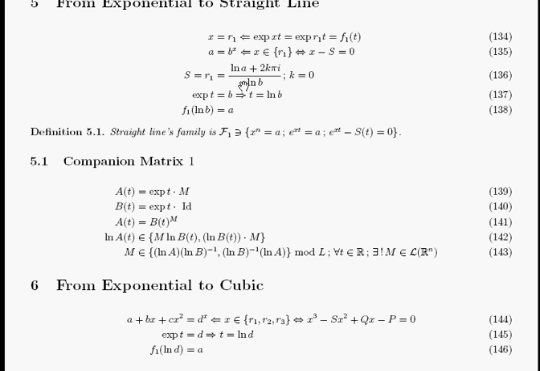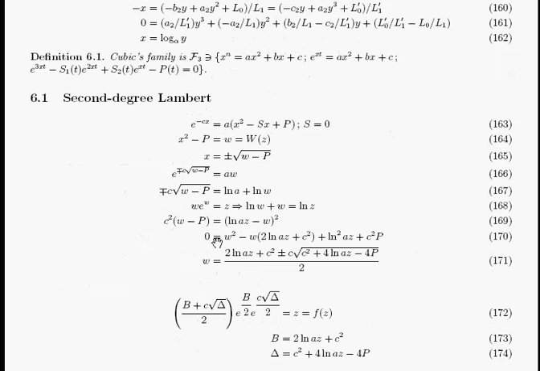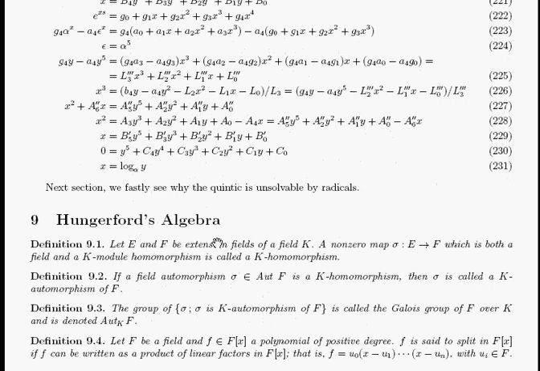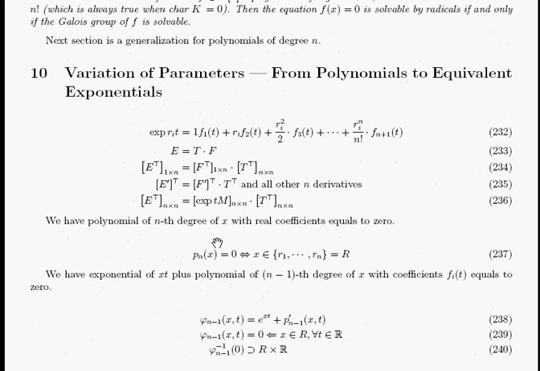ln of A over ln of B when A and B are complex numbers, and the ln of A and ln of B when A and B are matrices. Now let's see cubic, quartic, quintic, hundredfold, variation of parameters. I'm going to explain.